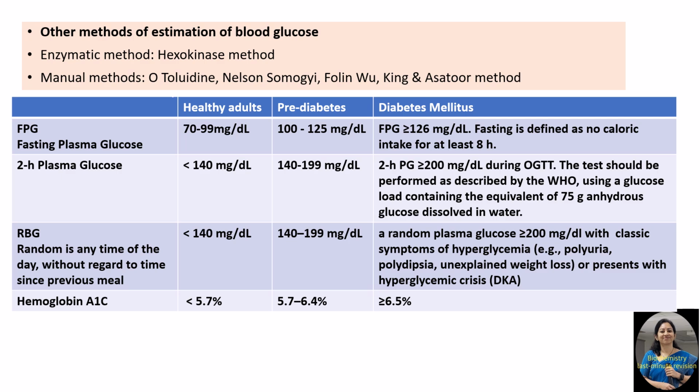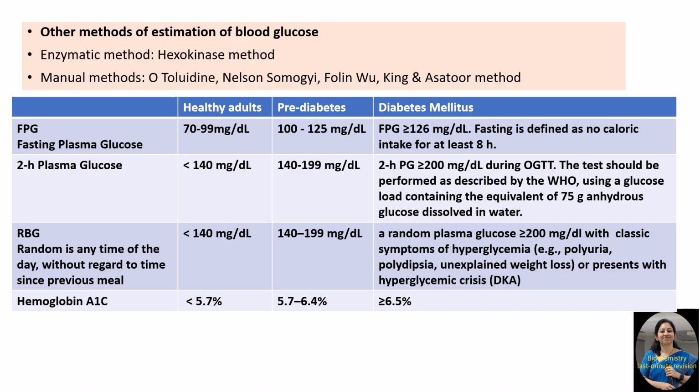If the patient is a healthy adult, the fasting plasma glucose value lies between 70 to 99 milligram per deciliter. If the value is 126 milligram per deciliter or more, then we can make a lab diagnosis of diabetes mellitus. If the value lies between 100 and 125 milligram per deciliter, then it is the state of impaired glucose tolerance or pre-diabetic condition.